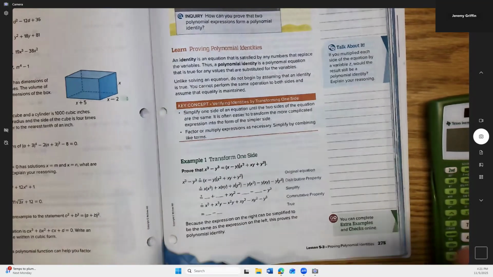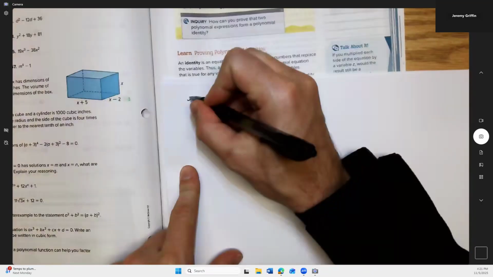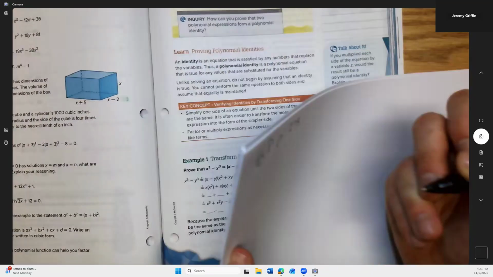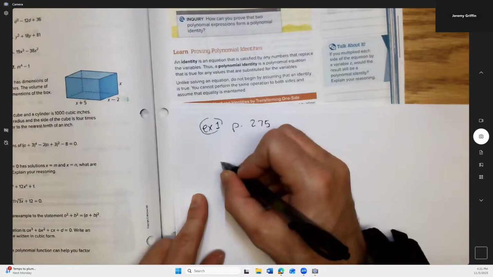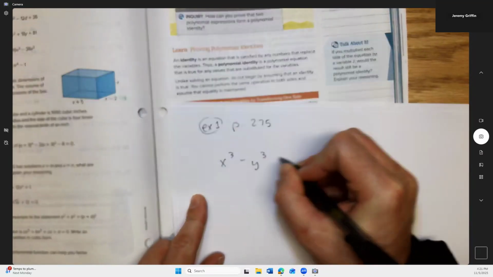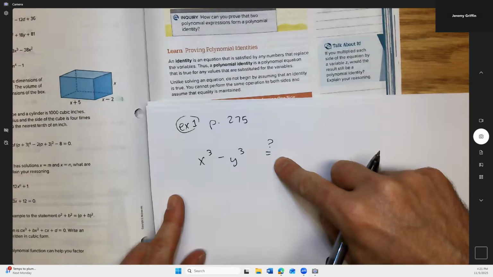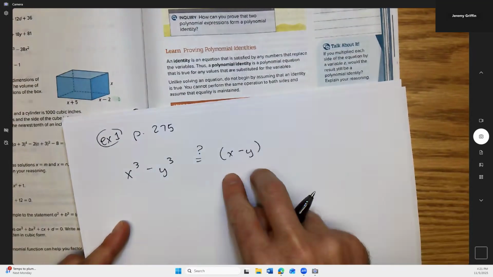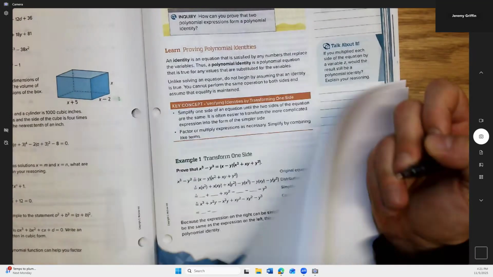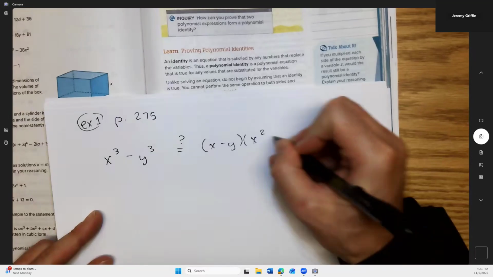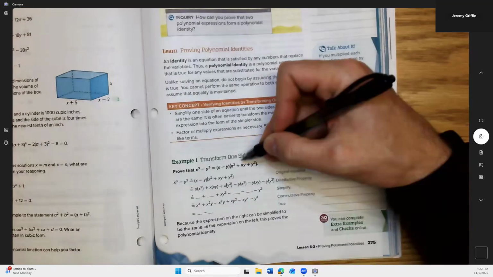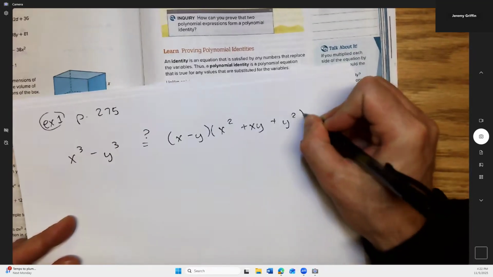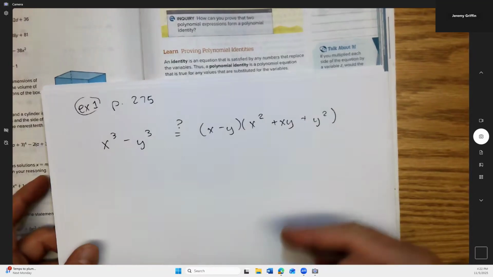So here, I'll walk you guys through. This is example one on page 275. Very first question: is the difference of cubes really equal to, so equal sign with a question mark, what they claimed it was just a few pages ago. So the difference of those base values, x minus y, multiplied by x squared plus xy plus y squared. Well, a few pages ago they had a and b. Now it's x and y, but you guys see it's the same idea.